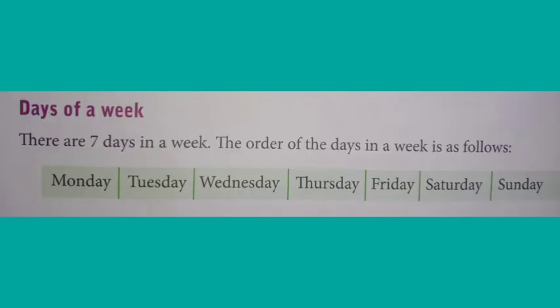Days of a week. There are 7 days in a week. The order of the days in a week is as follows: Monday, Tuesday, Wednesday, Thursday, Friday, Saturday and Sunday.